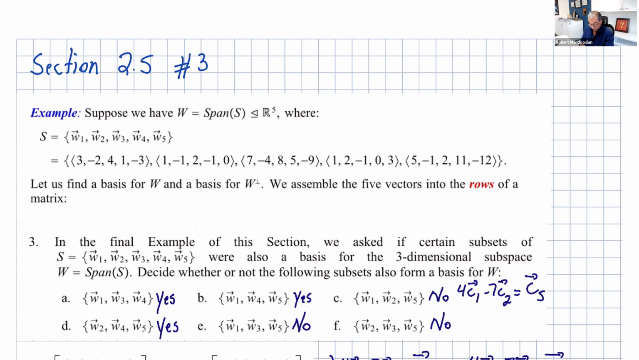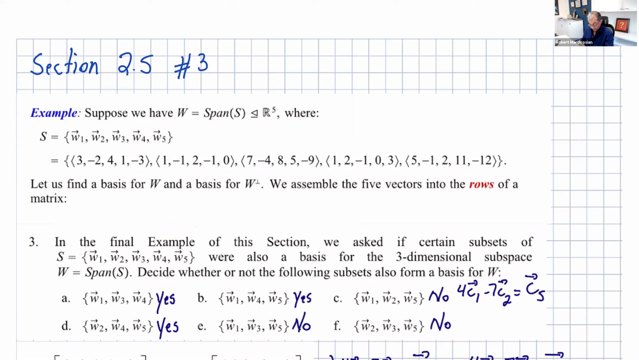Let's read the problem first. In the final example of this section, we asked if certain subsets of S, which contains those vectors W1 through W5, were also a basis for the three-dimensional subspace W, which is the span of S. Decide whether or not the following subsets also form a basis for W. Now, please go over the example yourself.